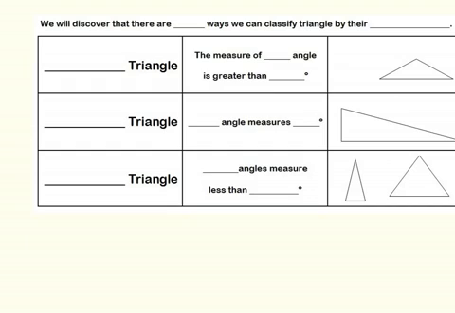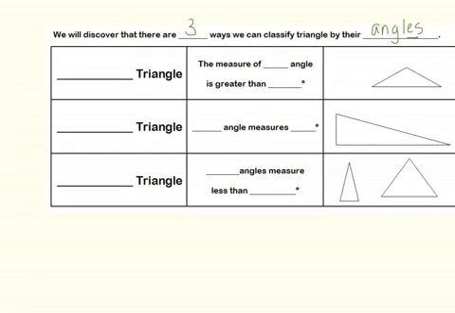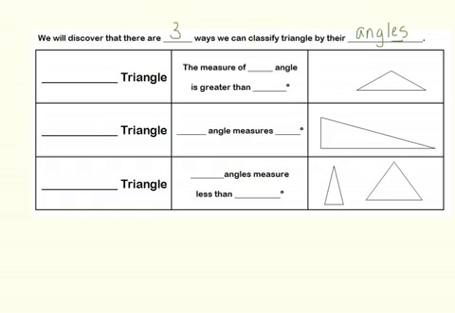Okay, here our goal is to discover that there are 3 ways we can classify triangles by their angles. Always have to make an effort to write angles and not angels. All right, Elise will probably do it once. Let me know if you find it. I try not to, but I always seem to.